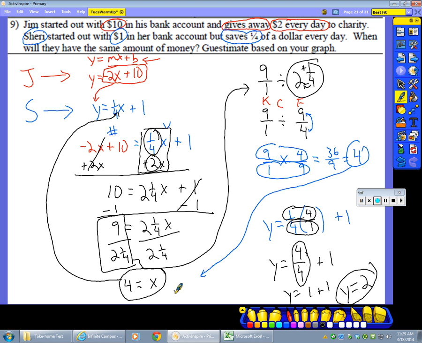So here's my answers. I've got x equals 4, y equals 2. What this means is that after 4 days have passed, they will both have the same amount of money, which will be $2.